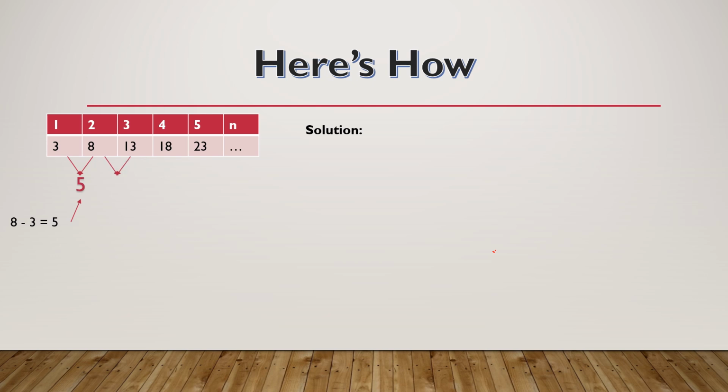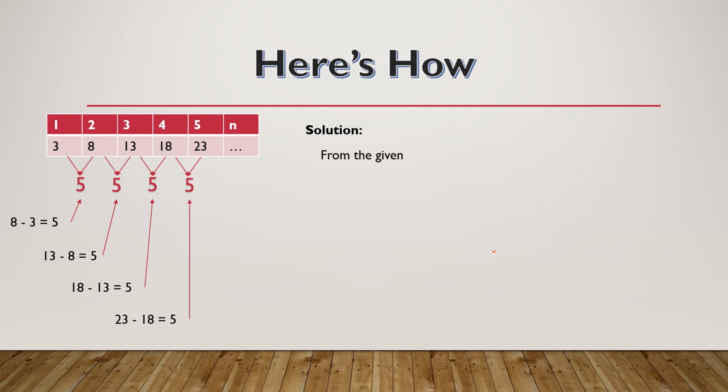The same process will you do with 13 and 8. Still, the result is 5. With 18 and 13, so 18 minus 13, that would be 5 also. And you have 23 minus 18, the result is also 5.